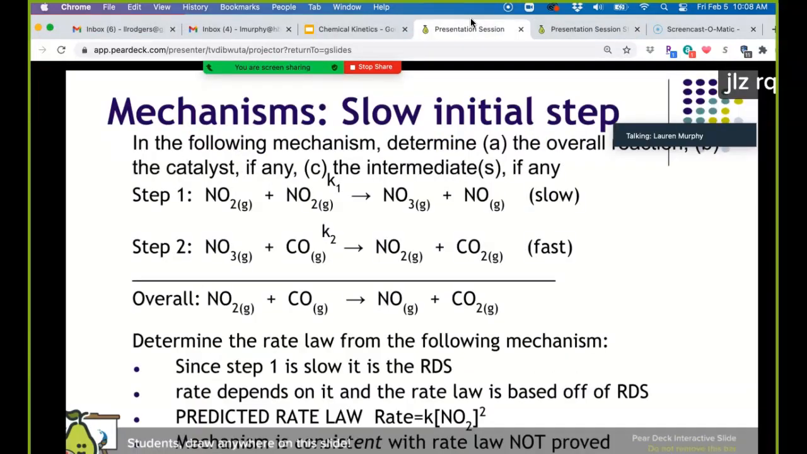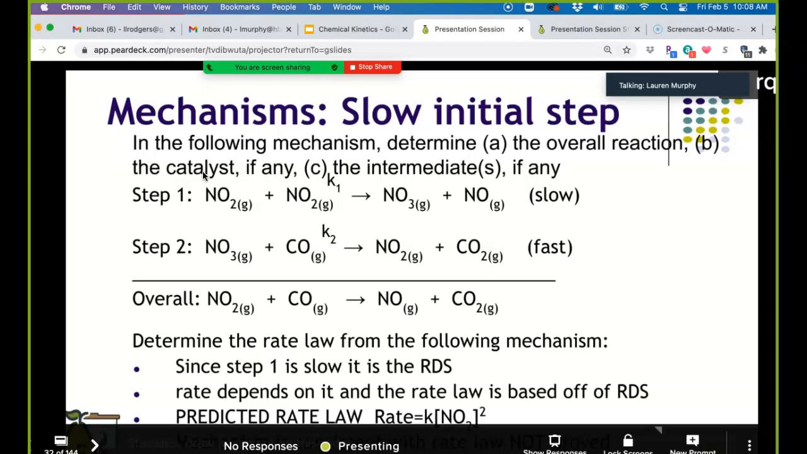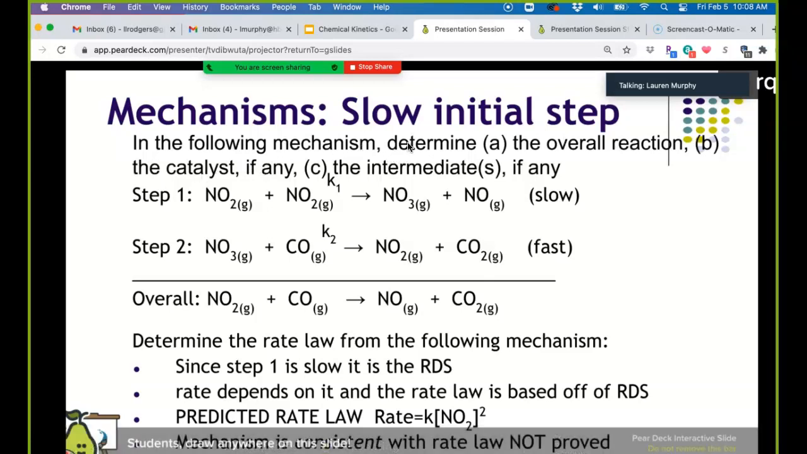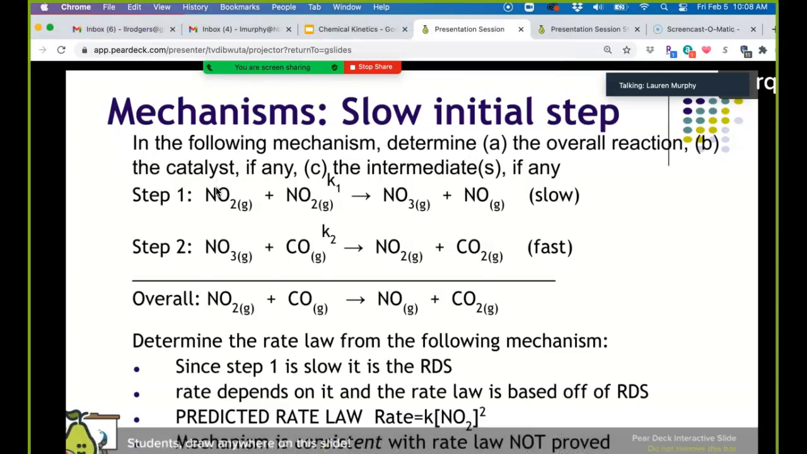So let's go back to practicing. It says, in the following mechanism, determine the overall reaction, which is what we did last time, the catalysts, if any, or intermediates, if any. So let's go to the old stuff, and then we'll write a rate law, which is what we're learning how to do today. So you go, okay.